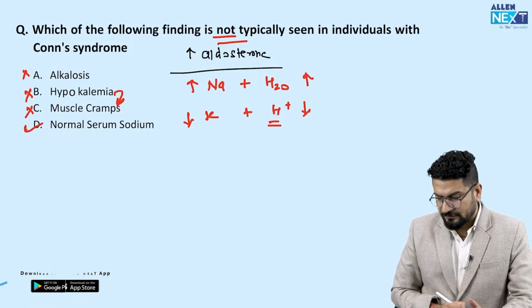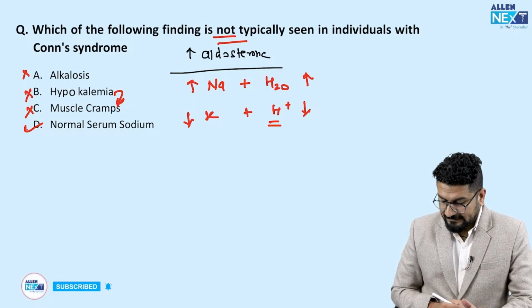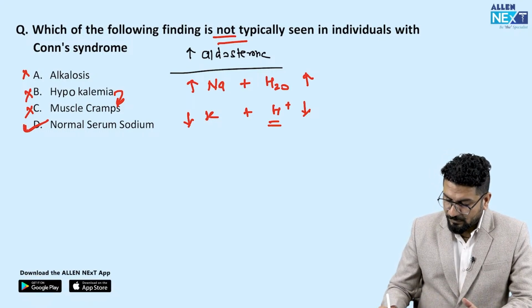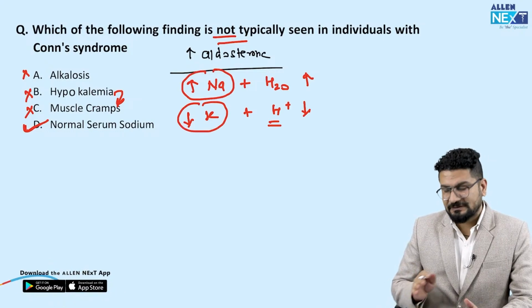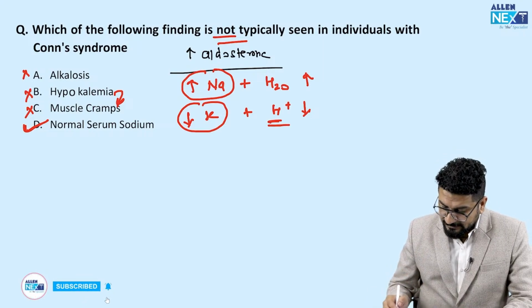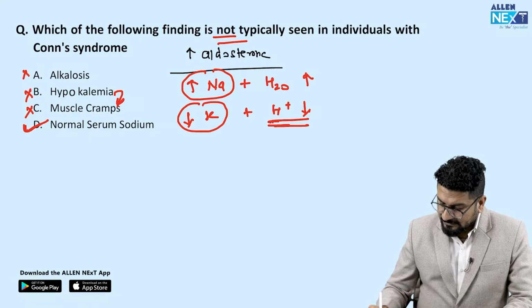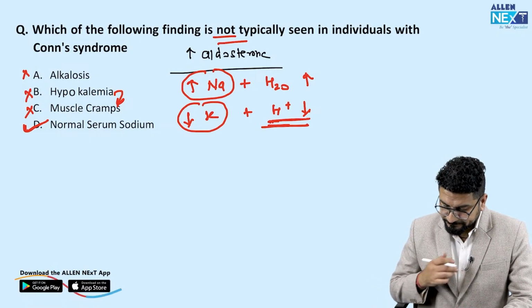So that is why the answer for this question will be normal serum sodium. Is it clear? Understand this question, it's very important. There is more sodium, there is less potassium, and less potassium will produce muscle cramp, and there is loss of H positive ion that will lead to metabolic alkalosis. Loss of H positive ion will lead to metabolic alkalosis. That is something which you have to remember.